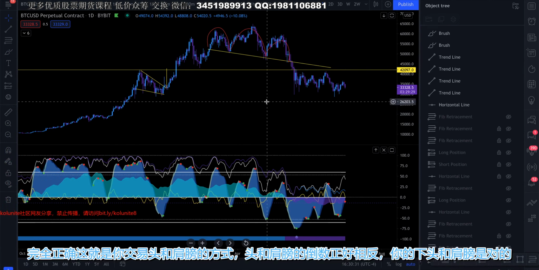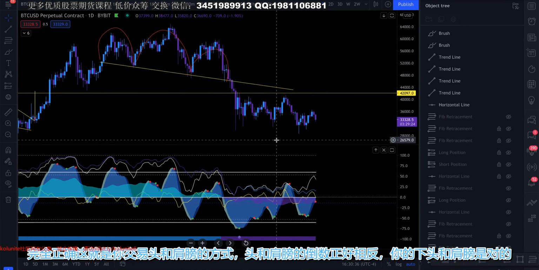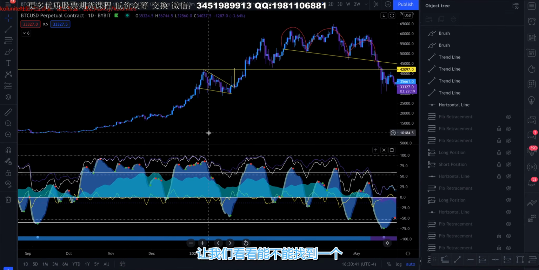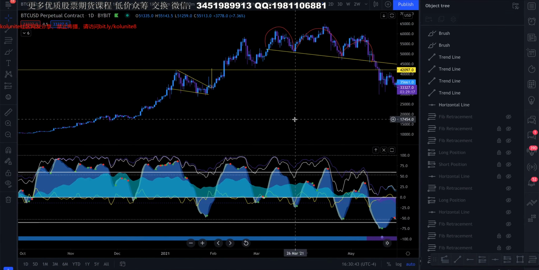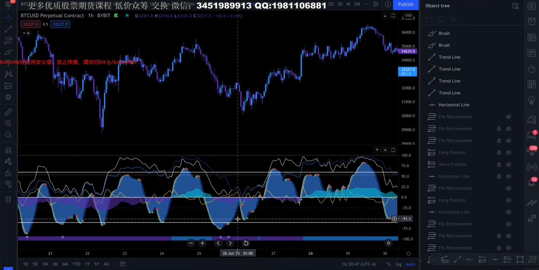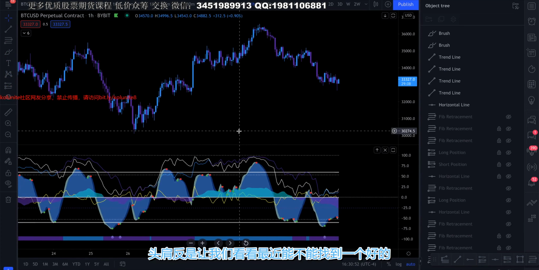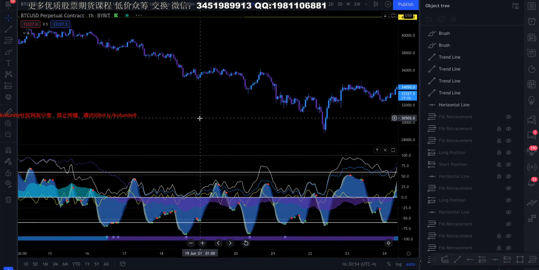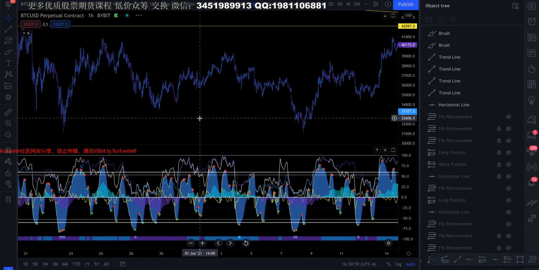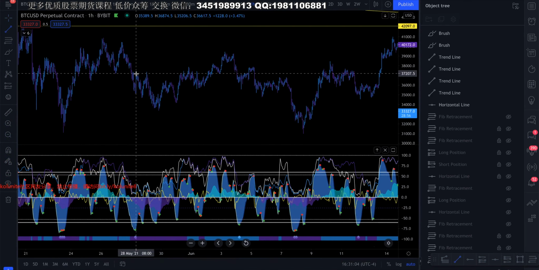An inverse head and shoulders is just the opposite of that, where you have an upside down head and shoulders. Let's see if we can find one of those. They show up all over the place, to be honest with you guys. Let's see if we can find a good one recently. Here's a good one. Here's a good inverse head and shoulders.